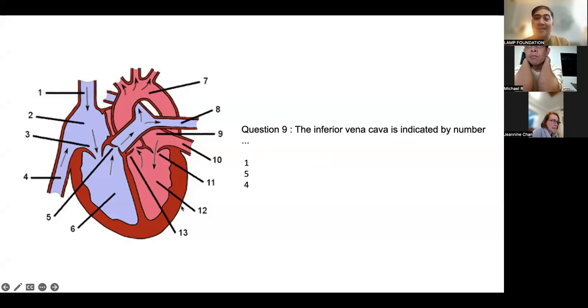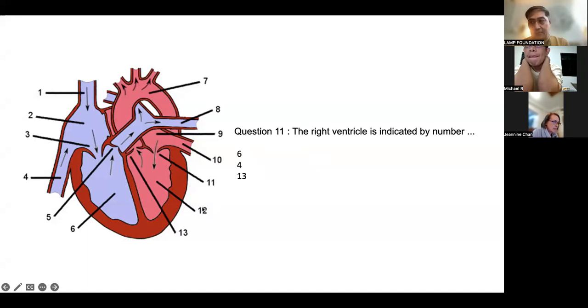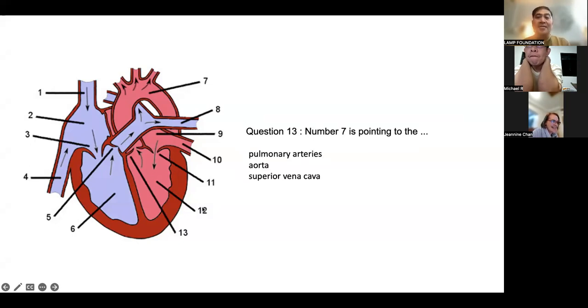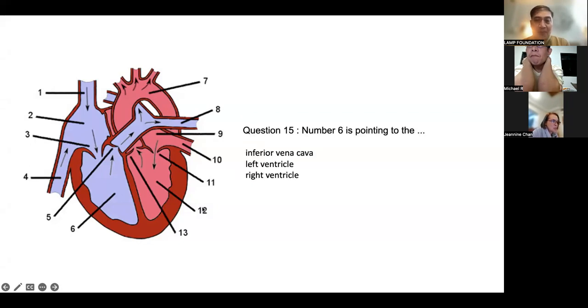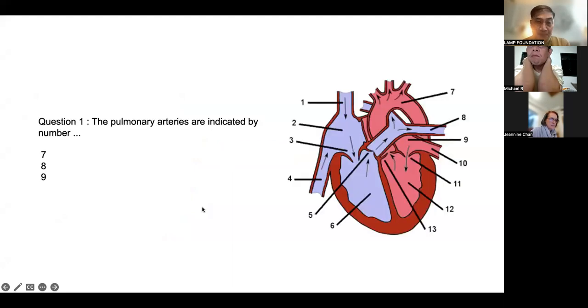Number five is pointing to? Pulmonary valve. The inferior vena cava is indicated by number? Number four. Number three is pointing to? Tricuspid valve. The right ventricle is indicated by number? Number six. The superior vena cava is indicated by number? Number one. Number seven is pointing to? The aorta. The right atrium is indicated by number? Number two. Number six is pointing to? Right ventricle. The pulmonary arteries are indicated by number? Number eight.